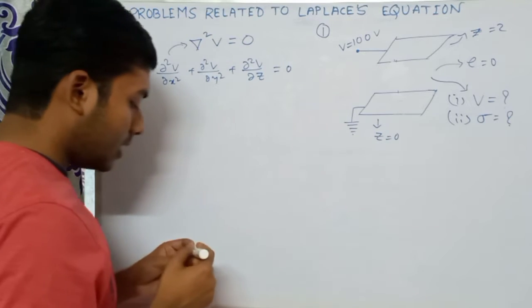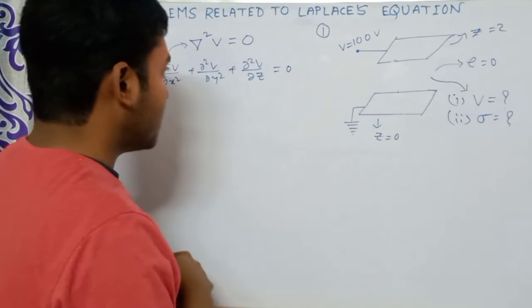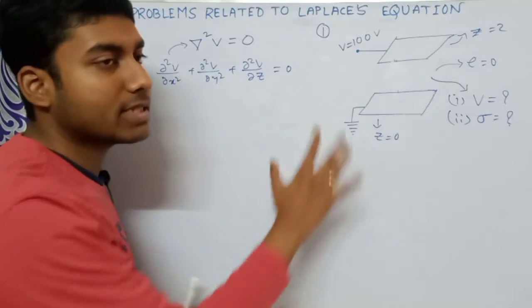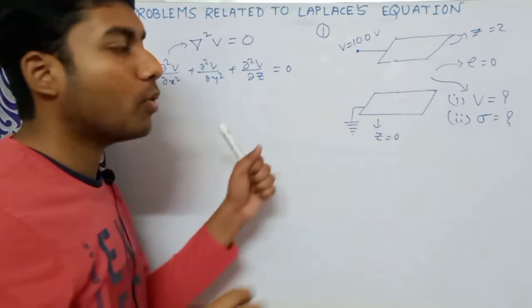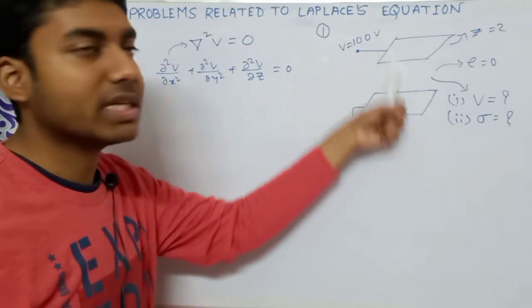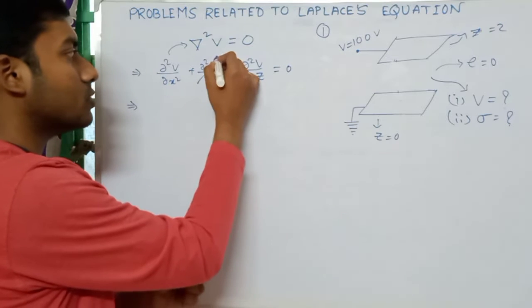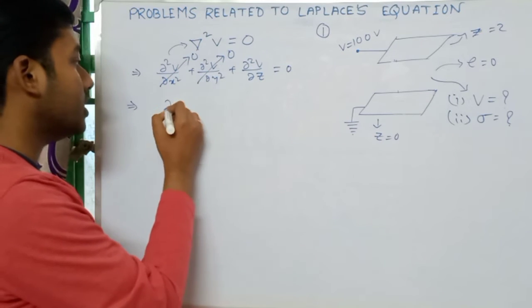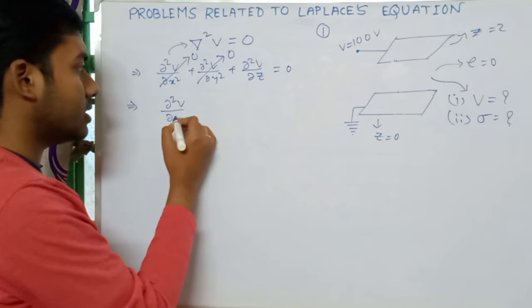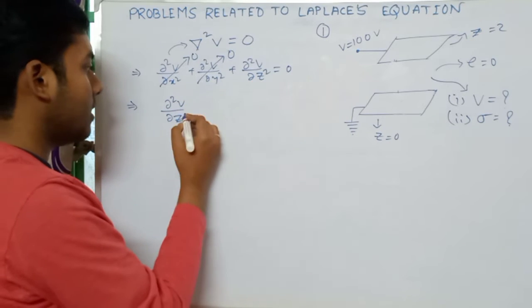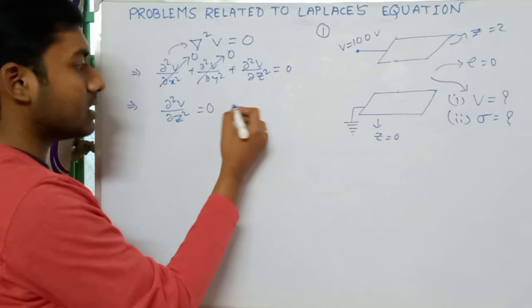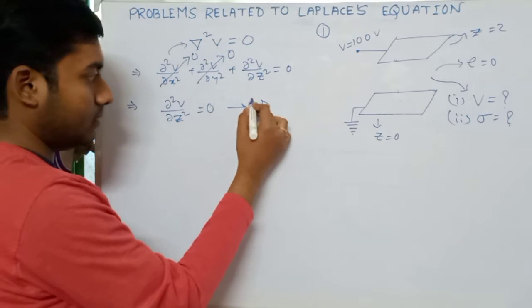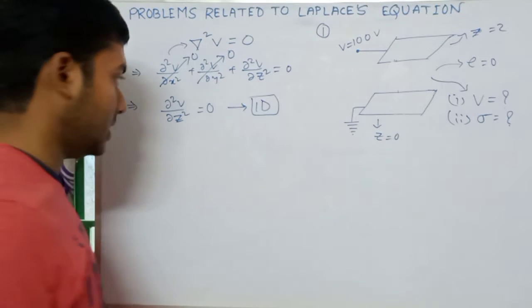Now how can we solve? As we have discussed, here is a symmetry case and the potential is varying only with the z component. Then these two terms are vanishing here. So we have to carry on with only del square V over del z square equal to 0. That means this becomes a one dimensional case, right? One dimensional case.